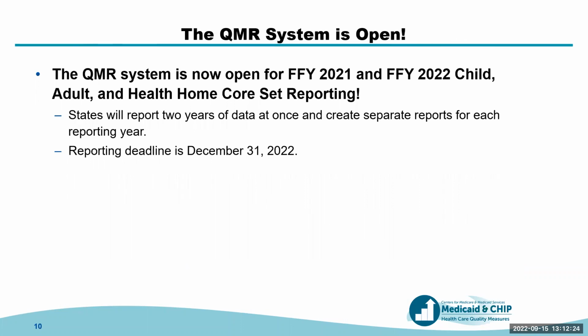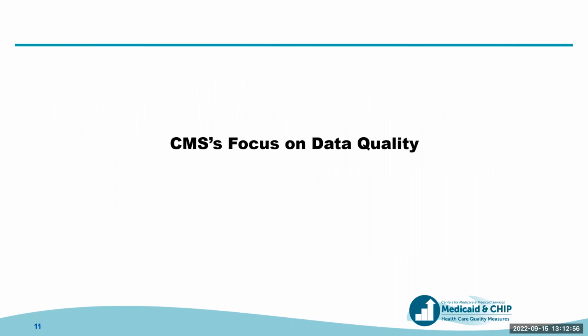As you can see on this slide, the QMR system is now open for FFY 2021 and FFY 2022 child, adult, and health home core sets reporting. We will go into more detail about reporting in the QMR system later in the presentation, but we wanted to highlight states will be reporting 2 years of data at once by creating separate reports for each year. The reporting deadline for both FFY 2021 and FFY 2022 is December 31st, 2022. Next slide. And now I'll pass it to Allie to discuss data quality.